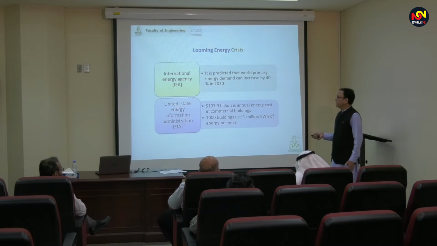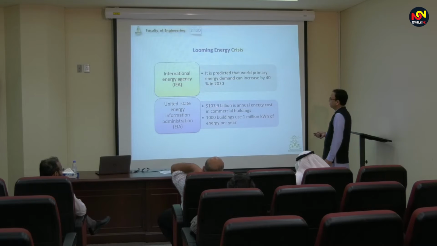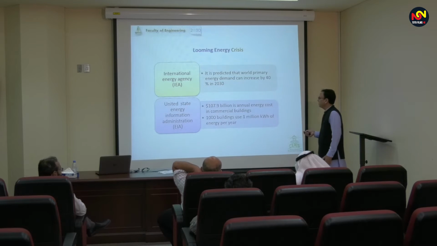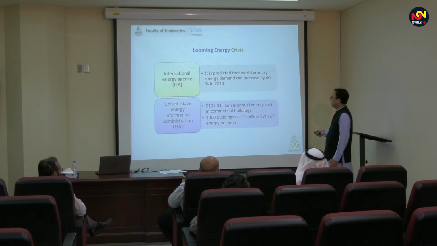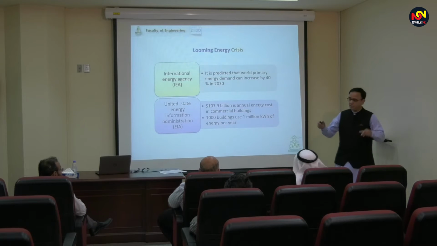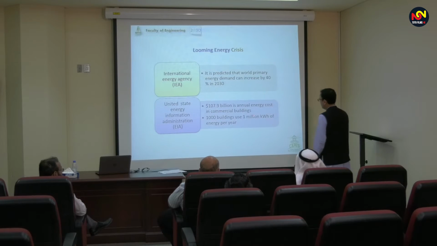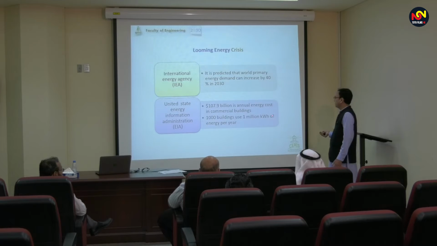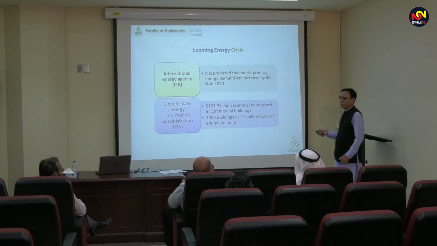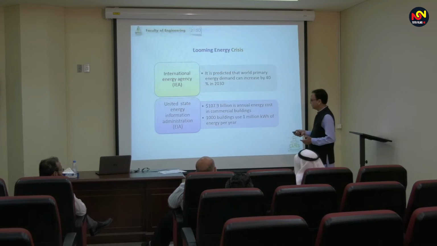And in the United States, the Energy Information Administration, EIA, said that $107.9 billion are the annual energy cost of commercial buildings, not the household, the commercial buildings. You can see how big this amount is. That means 1,000 buildings use 1 million kilowatt hours of energy per day. So imagine if we keep on going like this, what's going to happen in the near future?